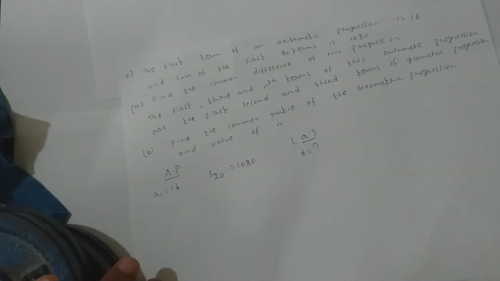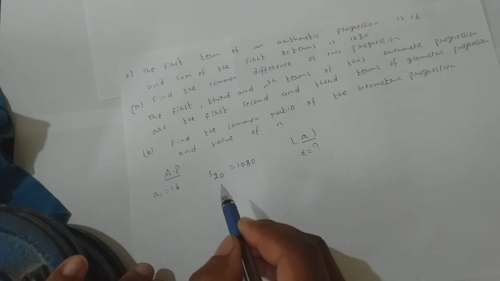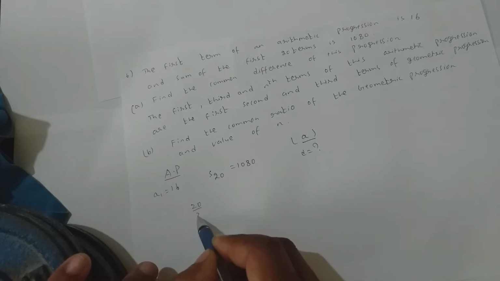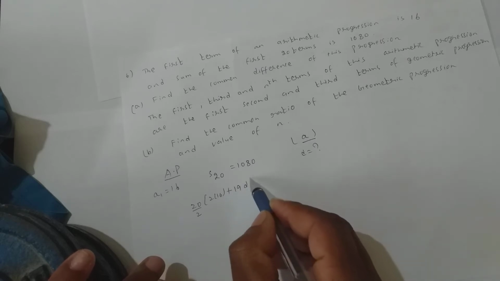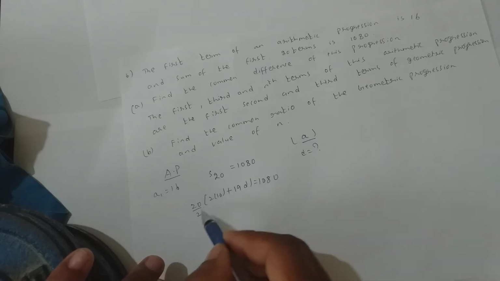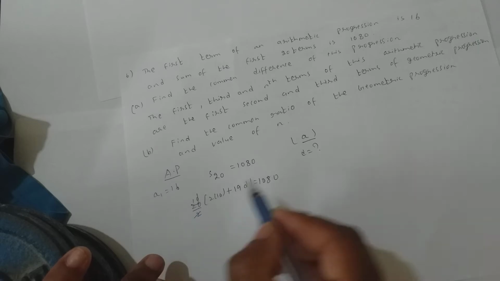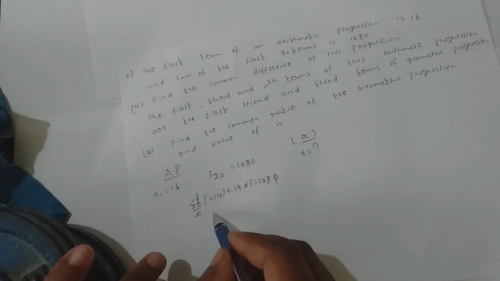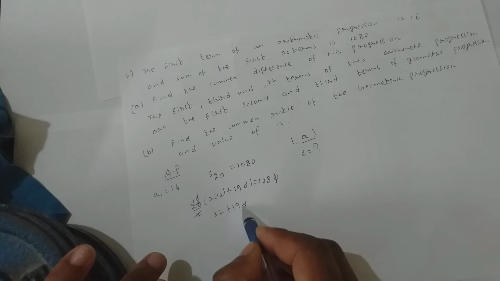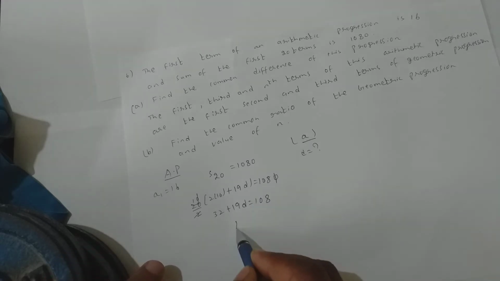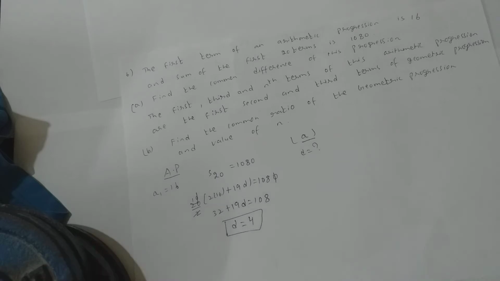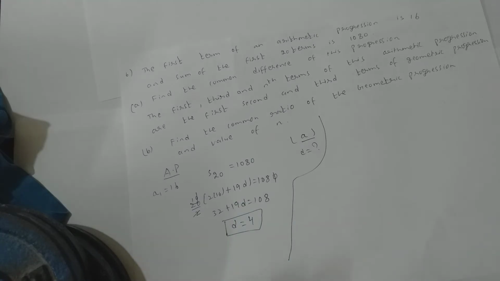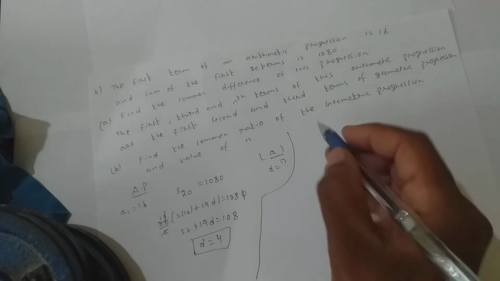So what can I do? I can apply the formula to this S20, which is 20 by 2 into 2A, so 2 into 16 plus 20 minus 1, which is 19d, equal to 1080. 2 ones, 2 tens, this 0 gets cancelled. So 32 plus 19d equal to 108. Make d the subject in this, you get 4. So part A is done when you have found the value of d. Now look at part B.